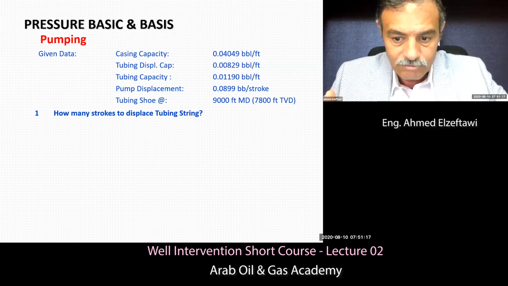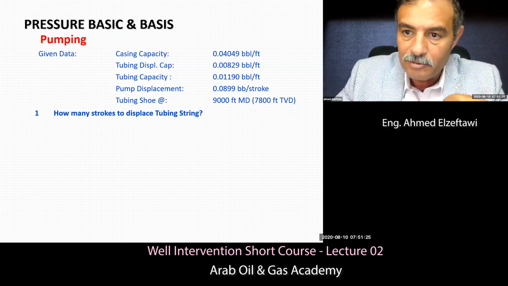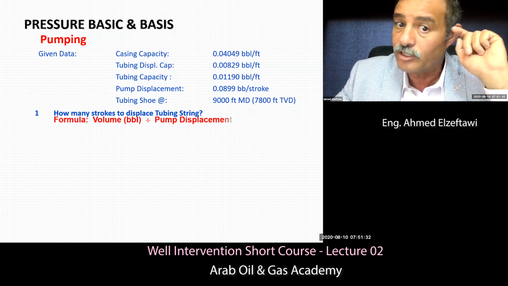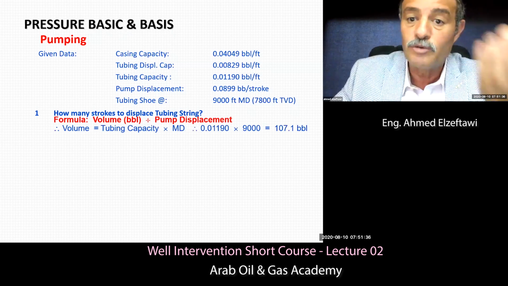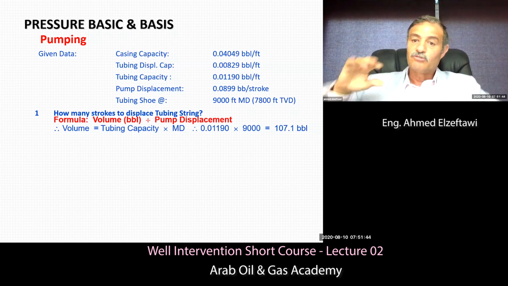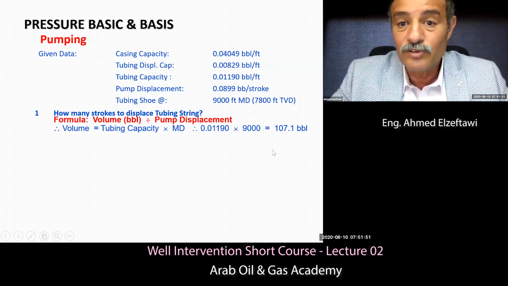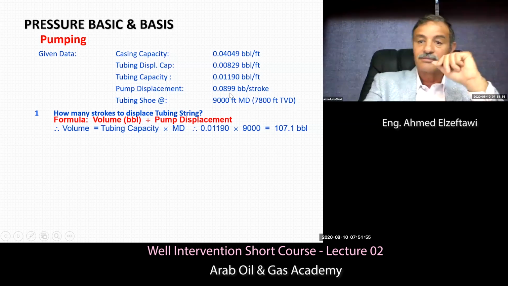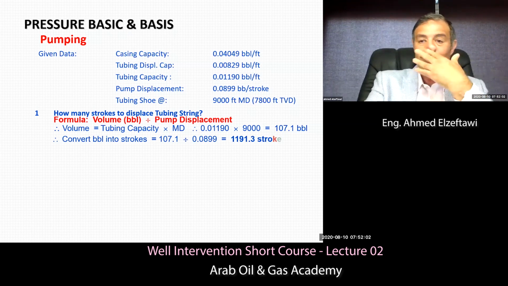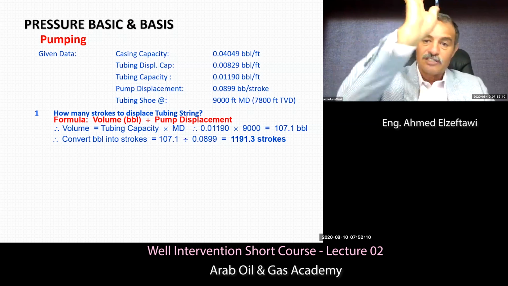Tubing volume. Do we have the tubing volume? Of course we have. We have the tubing capacity, which is barrel per foot. We multiply it by measured depths. So the tubing volume is 107 barrel. How many strokes we need to apply to get rid of this 107 barrel? If every stroke is removing 0.0899 barrel, divide the volume by the pump displacement. So we need to make 1,191 strokes to get rid of this 107 barrel.